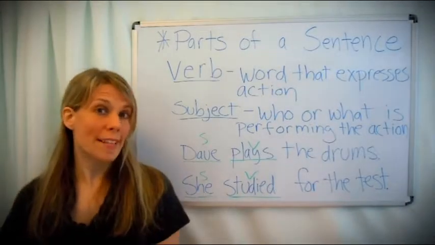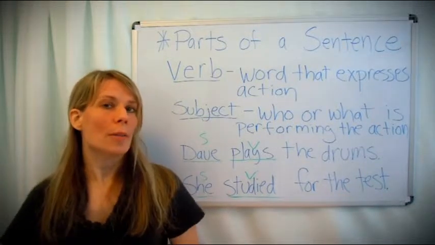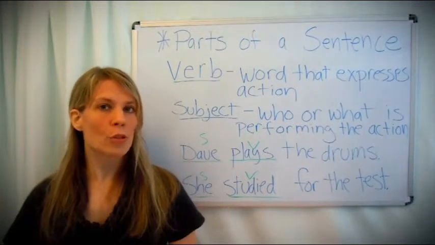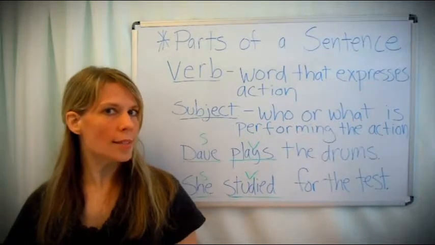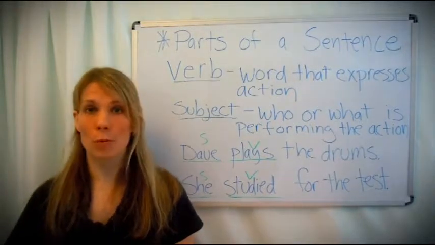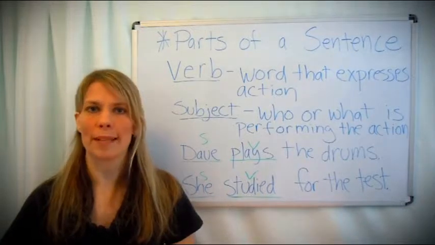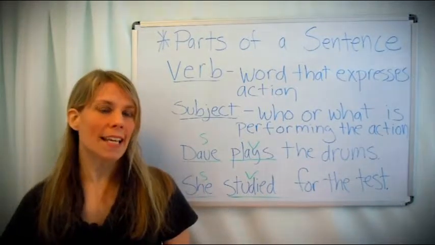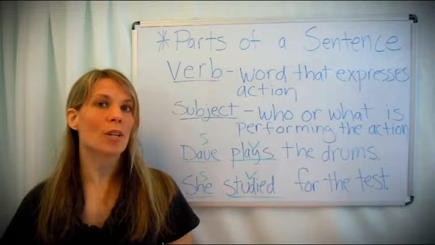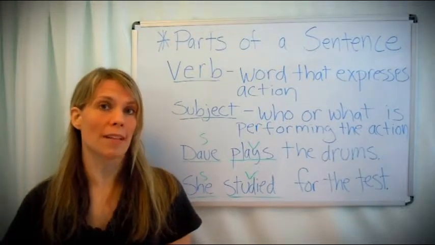Let's talk about parts of a sentence. First thing we're going to talk about is the verb. The verb is usually the easiest word in the sentence to identify. It's the action word in the sentence. It tells us what's really happening in the sentence. Second thing is subject. Subject tells us who or what is performing that action.